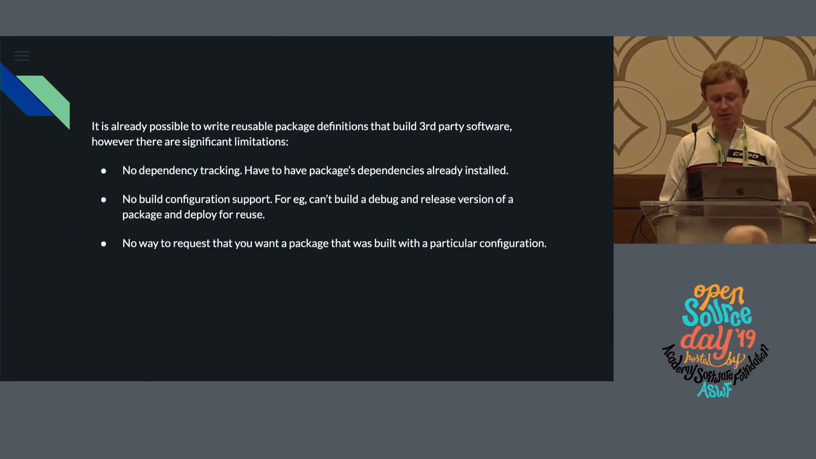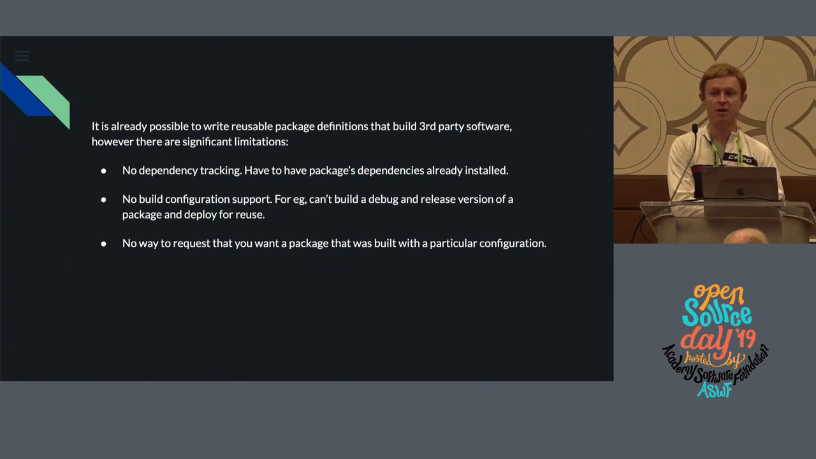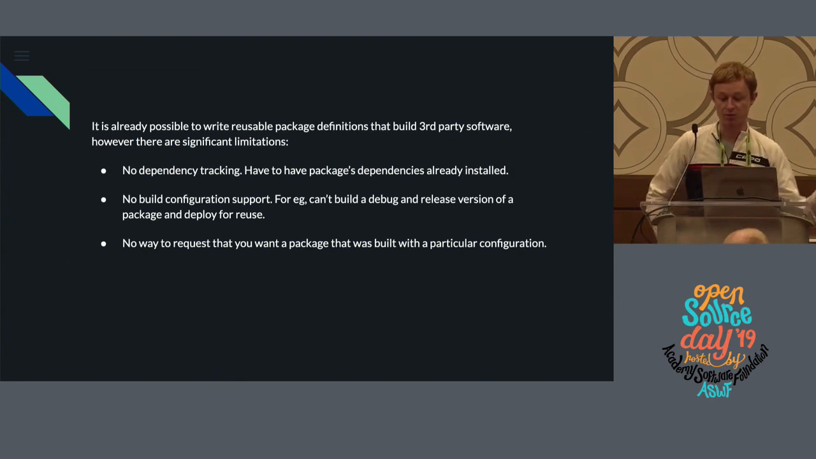So the problem at the moment is no dependency tracking. Rez build, which is the tool you use to build a package, or rez-install, doesn't determine and build and install dependencies, and shouldn't. It's never been its job. There's no build configuration support in the sense that you can hack around, but it's quite difficult to say, well, I want to build a debug version of this package and release it as such, and then have some other package or person consume that package, specifying that they want that particular build type.